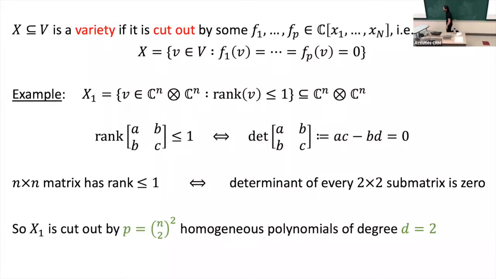So this variety is cut out by these polynomials. How many polynomials do you need? Well, you need to pick a 2 by 2 submatrix, so you need to pick 2 rows and 2 columns. So there's n choose 2 times n choose 2. And they all have degree 2.